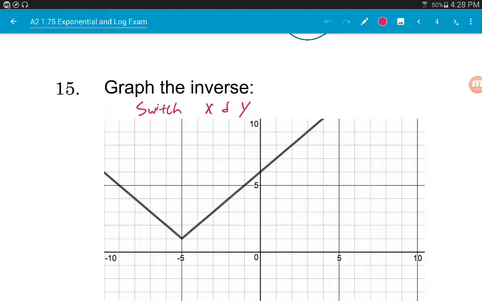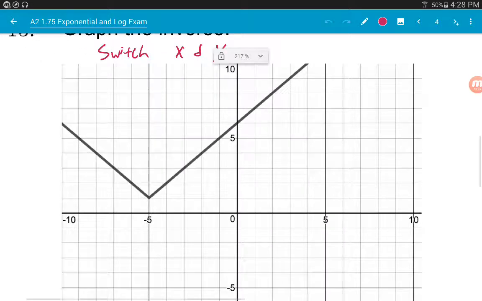Switch x and y. So let's find some points on this. Negative 5, 1. That's this point right here. I'm only going to find a couple because I don't really need to find a lot. 1, 2, 3, 4, 5, 6, 7. So this point right here is 1, 7. And let's grab this one over here, which is negative 9, 5.